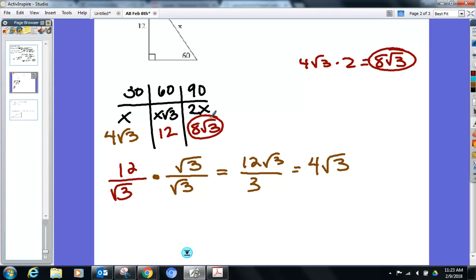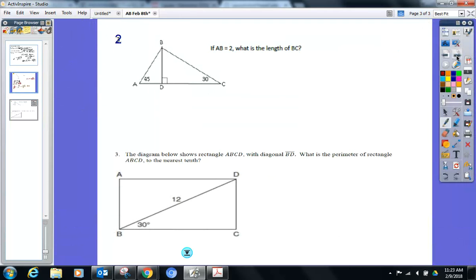Let's keep taking it slow here with the radicals. Here we go with 2. What's the length of BC? AB's 2.